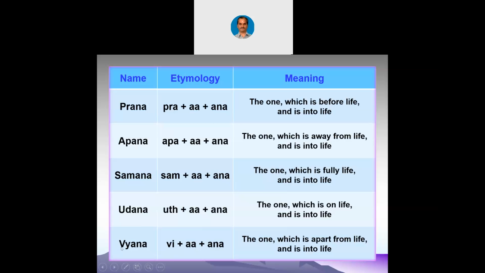Now vyana. Vi means apart from life. Life is exactly at the chest region, right? Prana is produced at the chest region by the absorption of oxygen into the lungs. Now these legs and hands are apart. So vi means which is apart from life, and the upasarga says it is into life, meaning all are into life itself. All these five are into life itself with their distinct five functionalities.